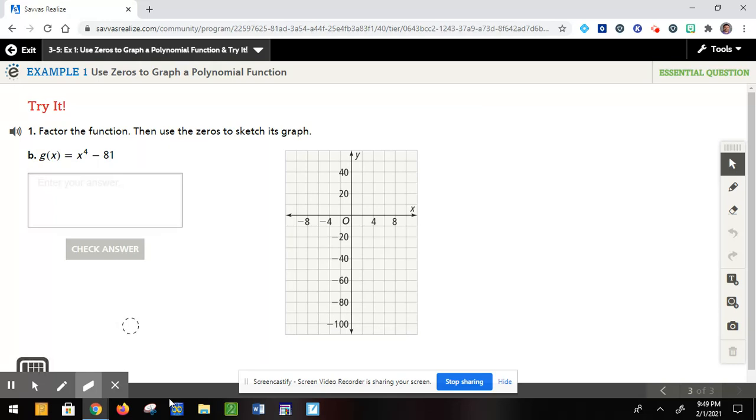So same deal here. You're going to factor first, get the zeros, then plot the zeros and try to draw the curve. So why don't you pause, give it a try, and then come back and check it out.